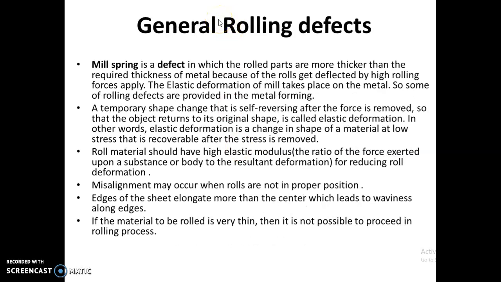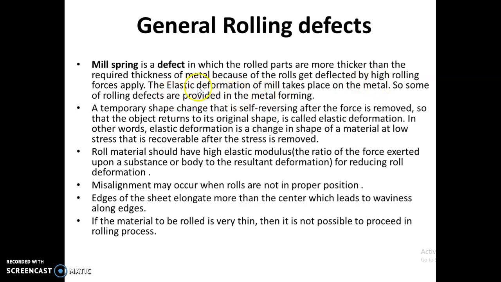What are the general rolling defects? Mill spring is a defect in which the rolled parts are thicker than the required thickness of metal, because the rolls get deflected by the high rolling forces applied. The elastic deformation of the mill takes place on the metal. So some rolling defects are present in metal forming.